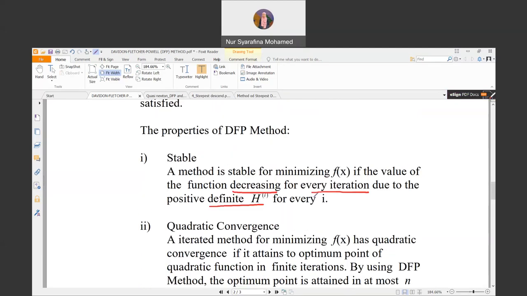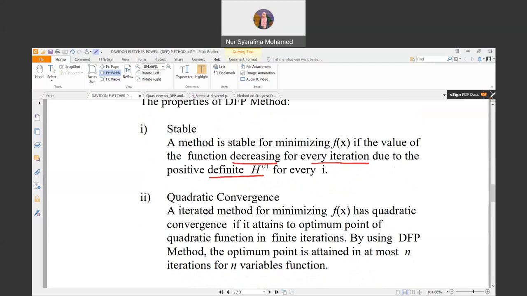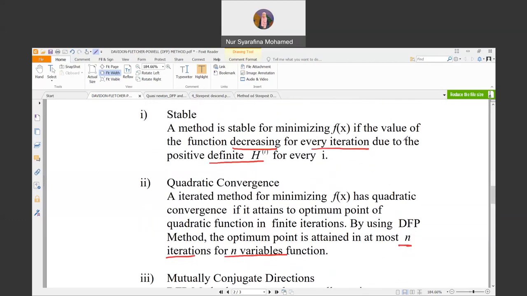Another property is quadratic convergence. An iterative method for minimizing a function has quadratic convergence if it attains the optimum point of a quadratic function in finite iterations. So by using the DFP, the optimum point is attained in at most n iterations for n variables of the function. This is how we describe quadratic convergence.